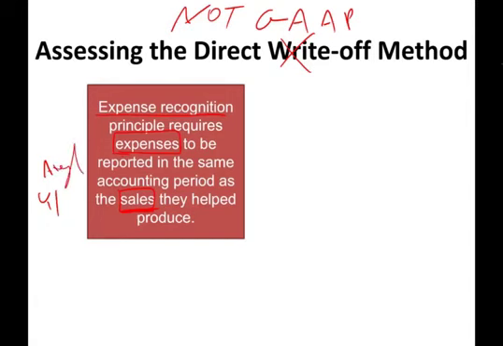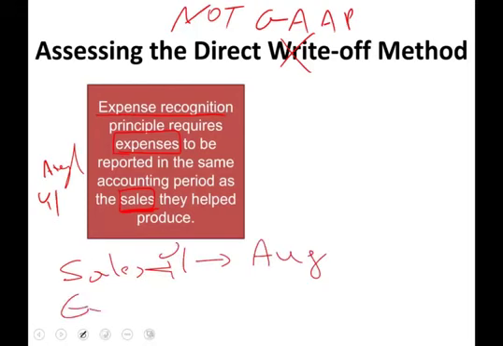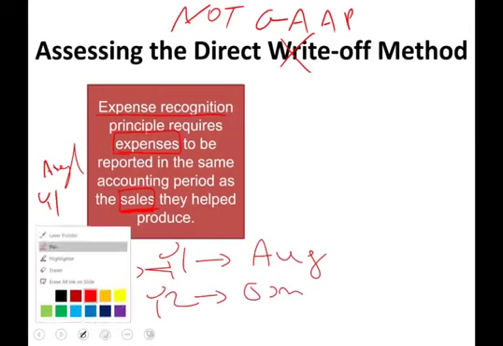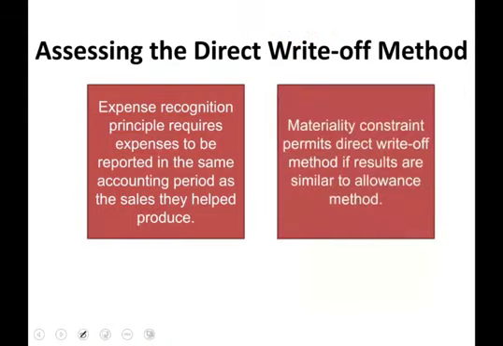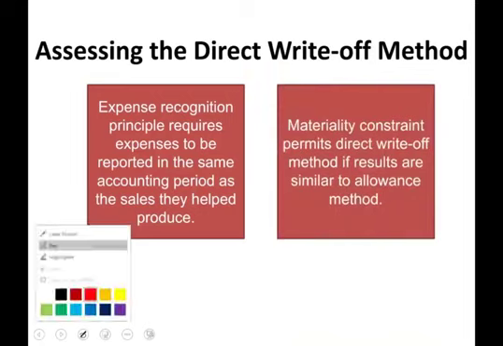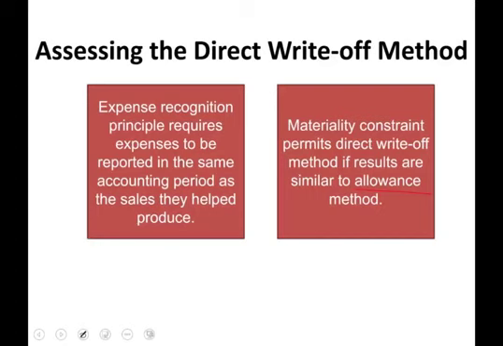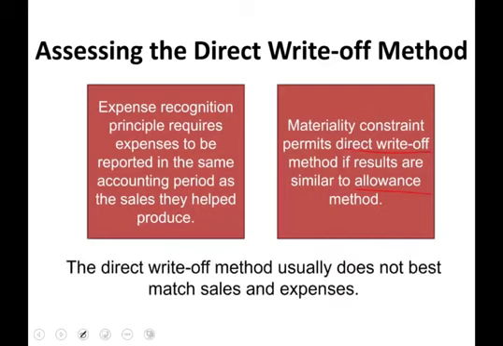And let me just write this down. So the sales took place year one in August. The expense took place in year two in January. And this is the problem with the direct write-off method. So the expense and the sale are in two different periods. Now, the materiality constraint permits the direct write-off if it gives you the same result as the allowance, which we did not learn about yet. But if it's the same as the direct write-off, then you could use the direct write-off method. So usually the direct write-off method does not best match sales with expenses. That's the problem with the direct write-off method.